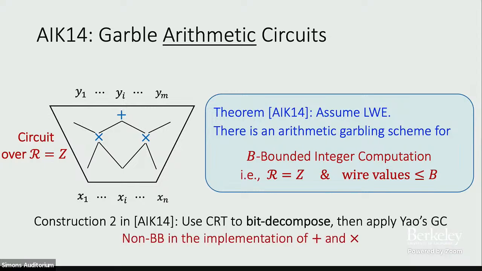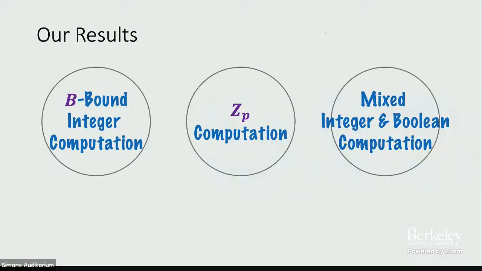And they actually give another construction, which basically says what I mentioned already before. The garbling algorithm is going to use the Chinese remainder theorem to explicitly do bit decomposition inside, and afterwards apply Yao's garbled circuit. As a result, it doesn't satisfy the property of being black box in addition and multiplication. Okay? And I won't compare with this construction in the rest of the talk. I will mostly compare with the first one, which is more truly arithmetic. All right, so what are our results?